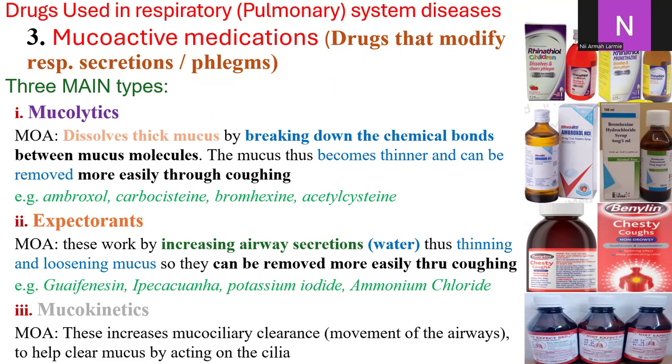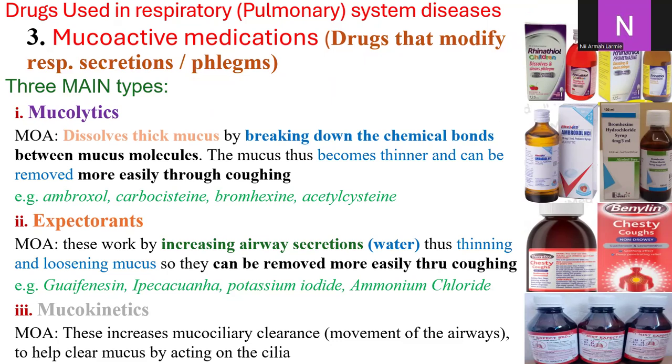Then there is a third group, which is known as the mucokinetics. Basically, these help increase the mucociliary clearance of the mucus through your throat or through your respiratory system. Good. So those are the three mucoactive medications that we use to do something about the mucus or the secretions from the respiratory system.